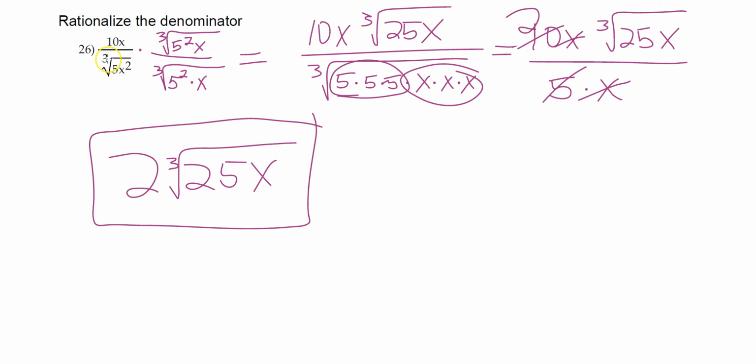When you're dealing with cube roots, you need to get groups of 3. So if you only have 1, like 1 5, give it 2 more. If you have 2 x's, give it 1 more. And then you'll be able to reduce out of the denominator.